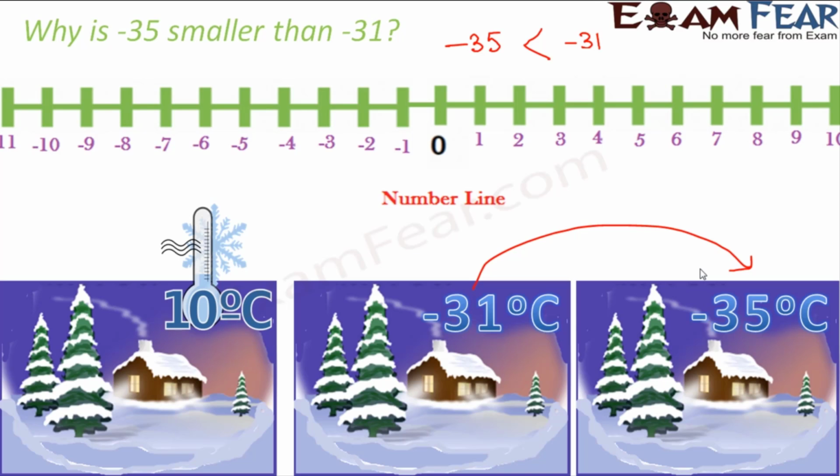So when you place it on a number line, the very simple thing that you need to remember is, as you move towards right, you move towards bigger numbers. That is the only thing you need to remember. So whenever you are comparing a positive number and a negative number, the positive number would be greater. If you are comparing two negative numbers or two positive numbers, just follow this rule.